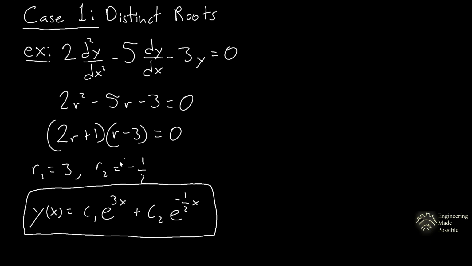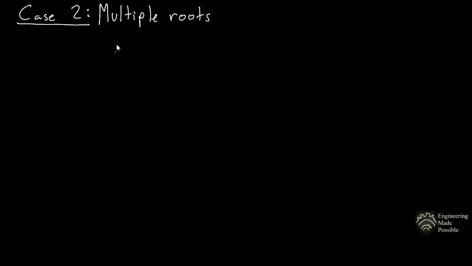So for the first case, r has different solutions, right? They're not equal to each other, they're not repeated. So this would be the first case of distinct roots. Now for case 2, you have multiple roots, where you have the same r. So r1 is equal to 1 as well as r2 is equal to 1. So let's go ahead and do an example.